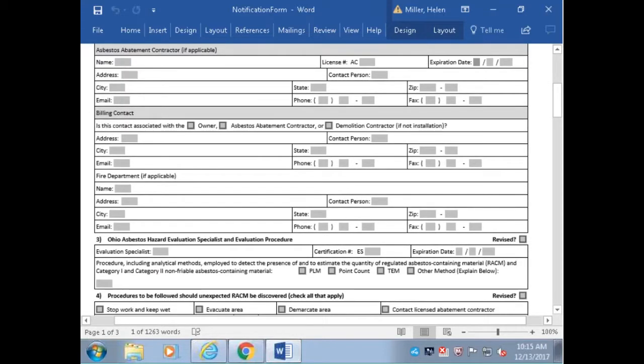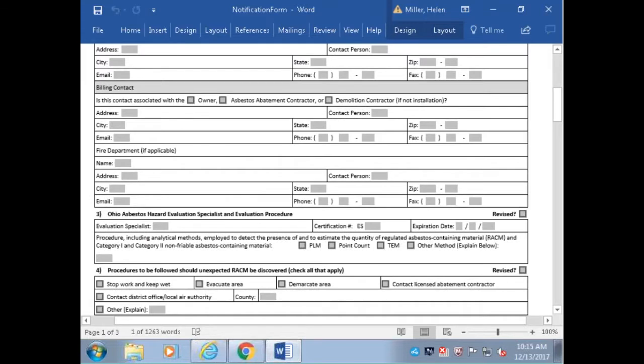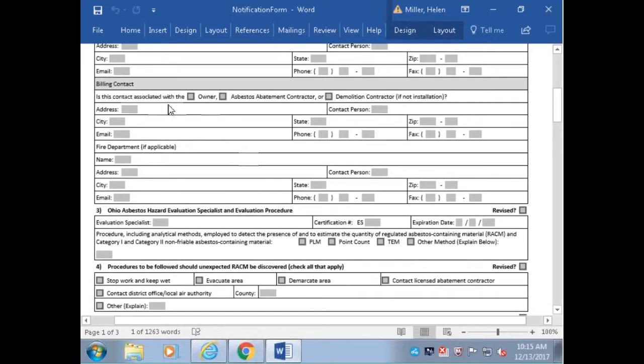But to continue with the paper form, for those situations where you have to submit it, the next section is billing contact. Is this contact associated with the owner, abatement contractor, or demolition contractor? This is more important. Obviously, you're paying fees up front, so hopefully there won't be a need at the end to bill or refund. But just in case there is, we need that information on who gets billed at the end if there's a change in the material and it's going to cost a little more, or the refund. So all that information should be filled out right here for who you want to deal with the billing.